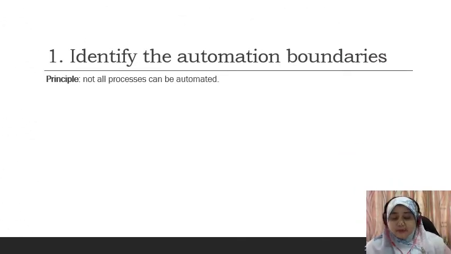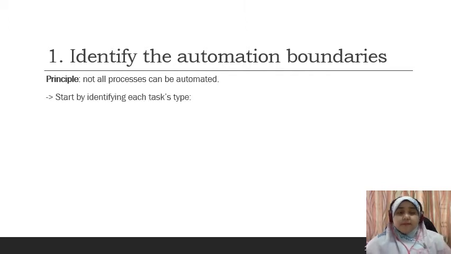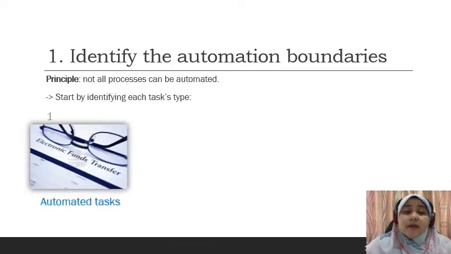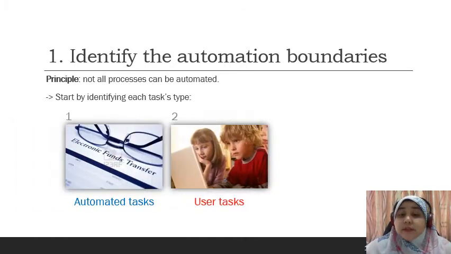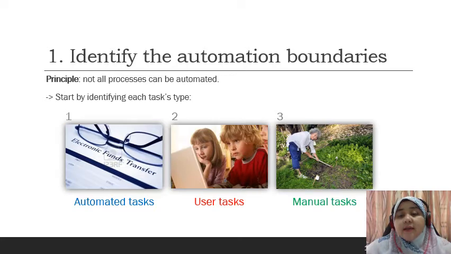So kita tengok the first step, langkah pertama yang kita perlu buat ialah identify automation boundaries. Apa yang kita perlu identify from this stage? Pertamanya ialah kita kena faham bahawa tak semua proses boleh ditukarkan menjadi automated. Cannot all process be automated. So start by identifying each type, whether they are automated task, user task, atau manual task. So 3 kategori ni saja: automated task, user task, manual task.